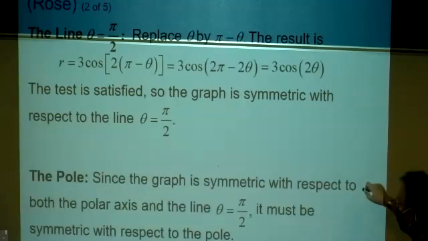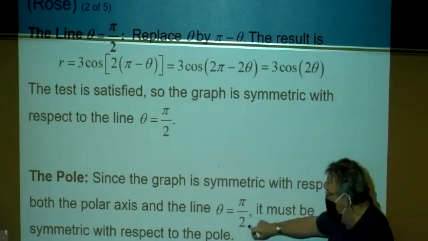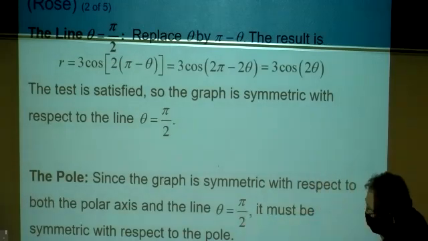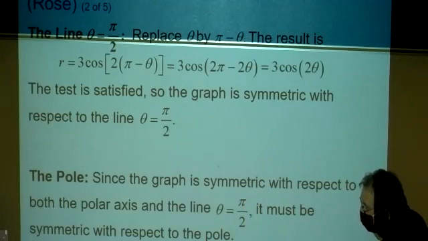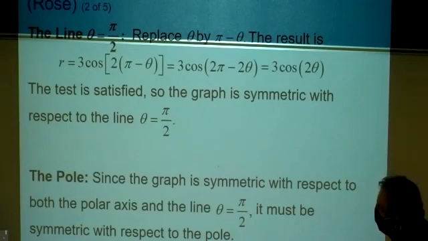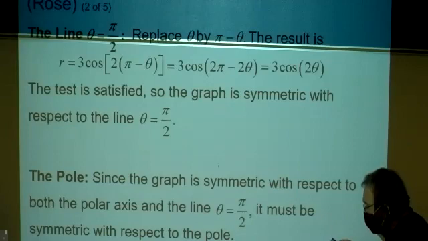And since it is symmetric with respect to both the polar axis and the line theta equals pi over 2, it will be symmetric with respect to the pole. So this one is going to be symmetric with respect to all three, like a circle is symmetric with respect to all three things. It's symmetric with respect to the origin or the pole, the horizontal axis and the vertical axis.